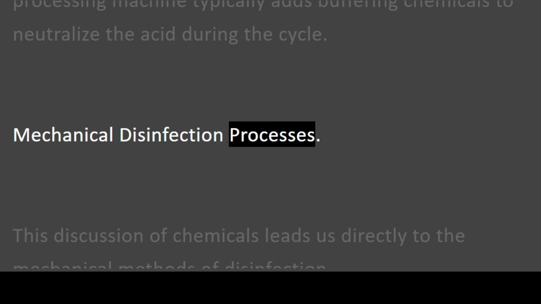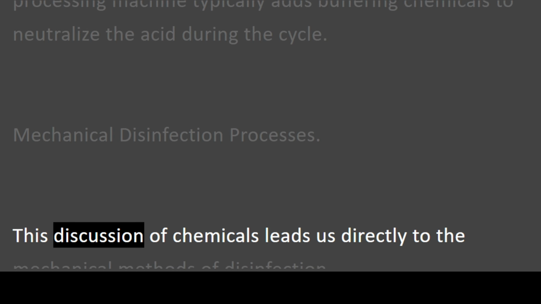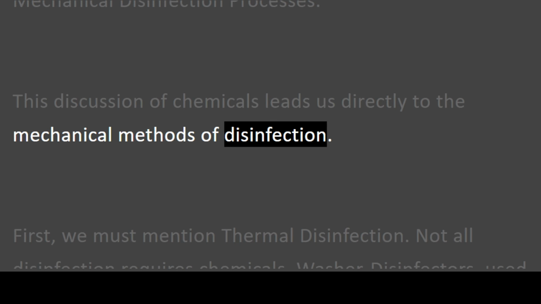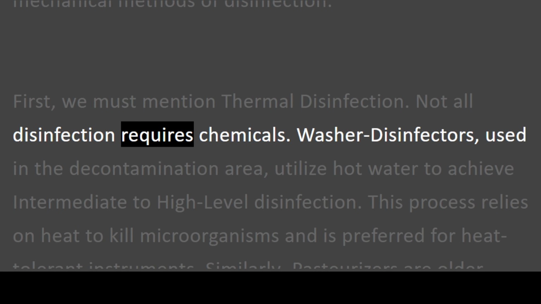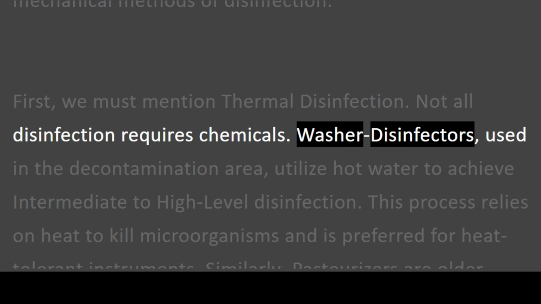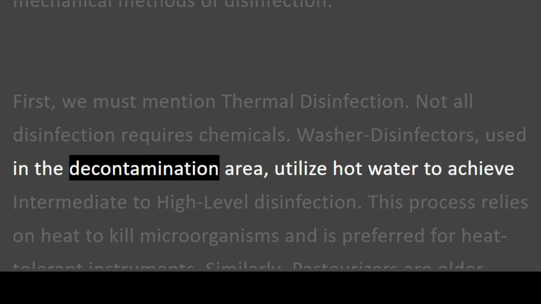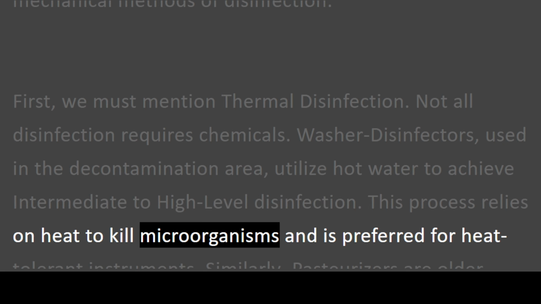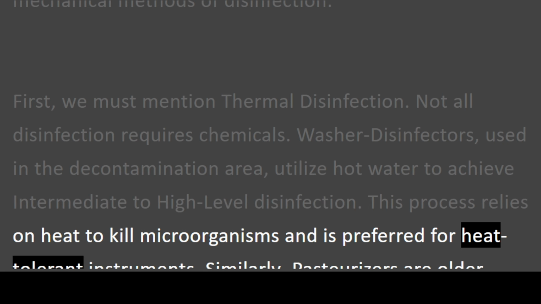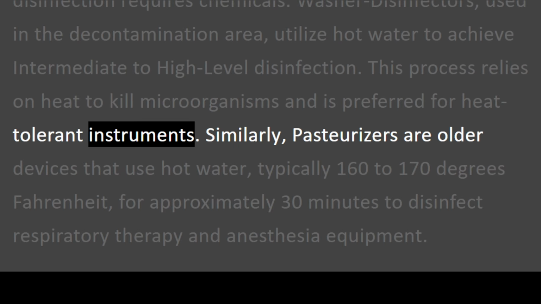Mechanical disinfection processes. This discussion of chemicals leads us directly to the mechanical methods of disinfection. First, we must mention thermal disinfection. Not all disinfection requires chemicals. Washer disinfectors, used in the decontamination area, utilize hot water to achieve intermediate to high-level disinfection. This process relies on heat to kill microorganisms and is preferred for heat-tolerant instruments.